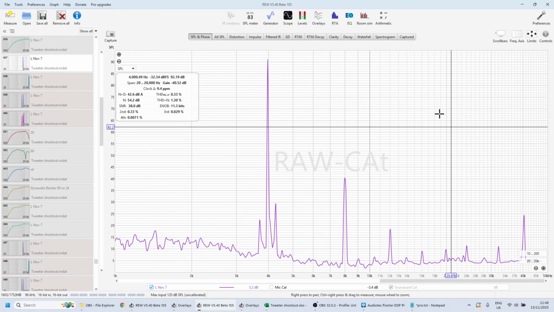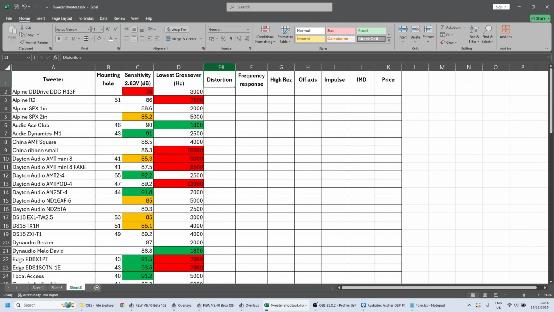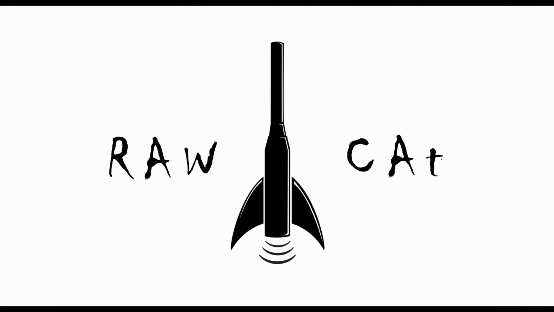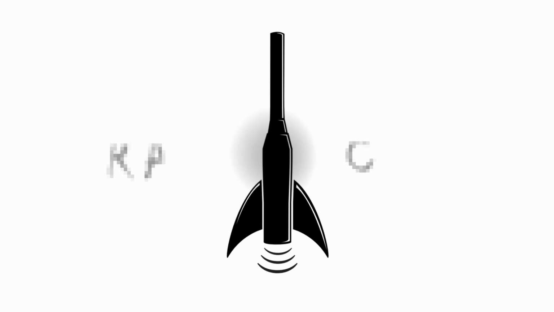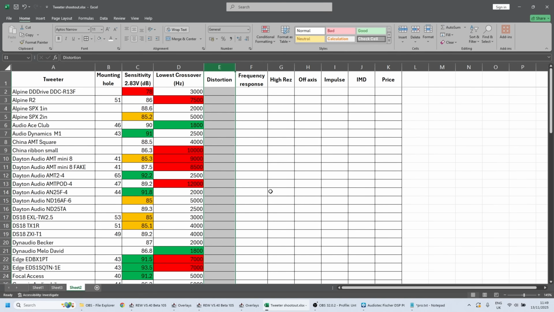Hello lovely people, this is Ultimate Tweeter Shootout part 4, and in today's video we'll be talking about distortion. If this is your first video that you're jumping into in the shootout, please check out the previous videos that I did about sensitivity, lowest crossover point, and RTA measurements in a car. This one is going to be about distortion.